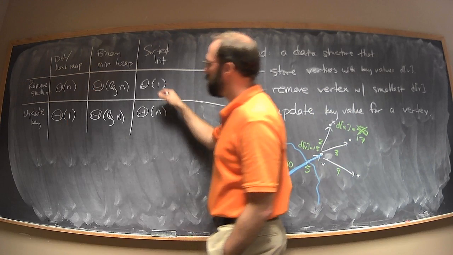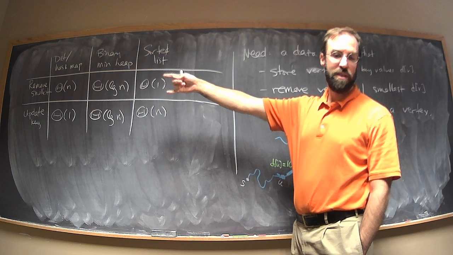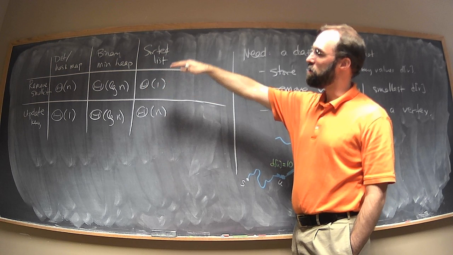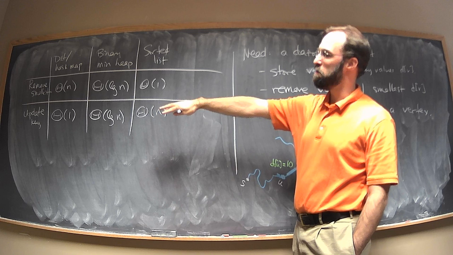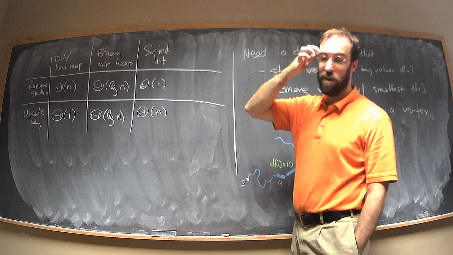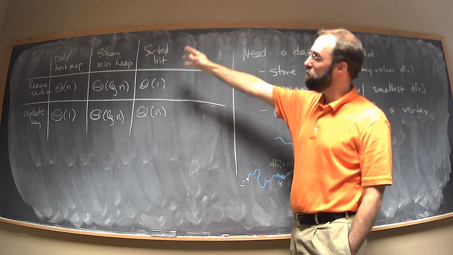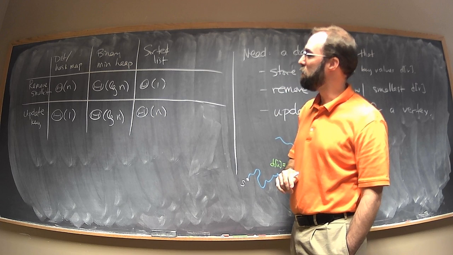It's interesting because it's kind of backwards from the dictionary thing, right? The dictionary thing is N for removing and constant time to update, and the sorted list is the opposite. And then the binary heap is sort of in the middle.